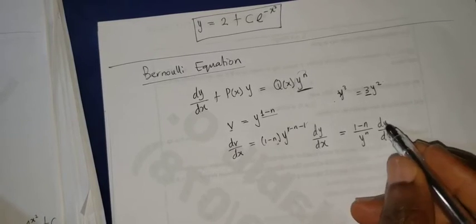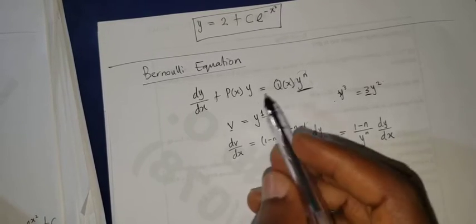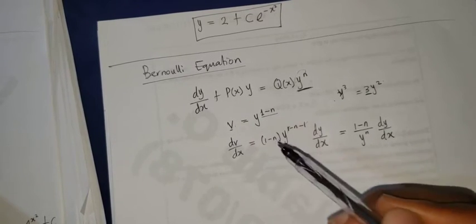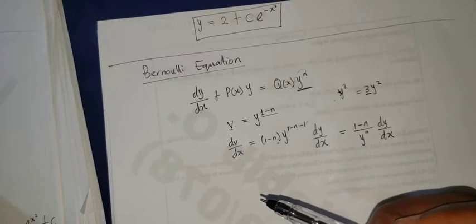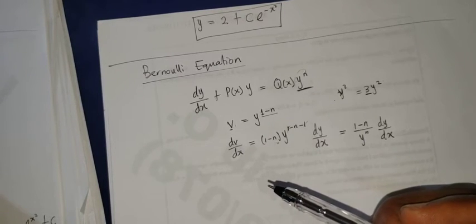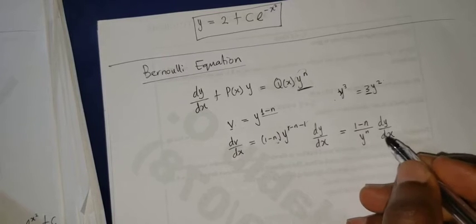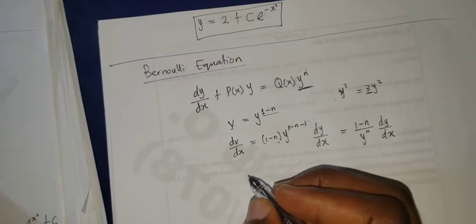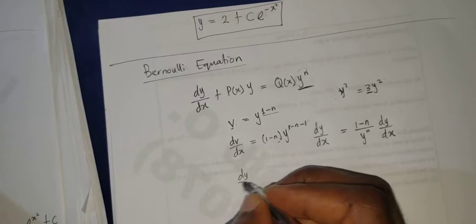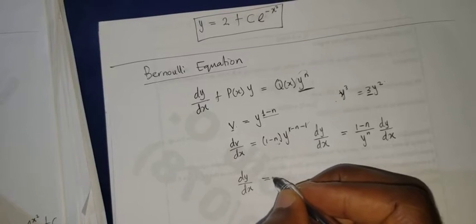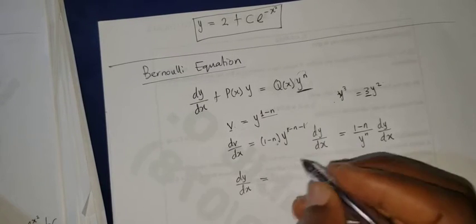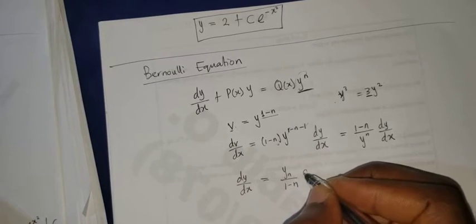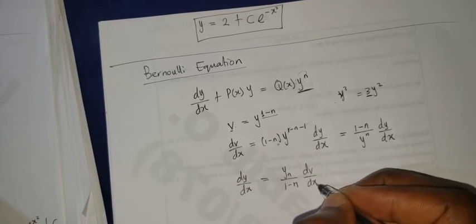So from here we can make dy/dx the subject. Why are we doing this? So that we can substitute. Wherever we have y, we want to replace it with something which is in terms of v. So at the end of the day, making dy/dx the subject, we cross multiply, and that is going to be y raised to the power n divided by 1 minus n, multiplied by dv/dx.